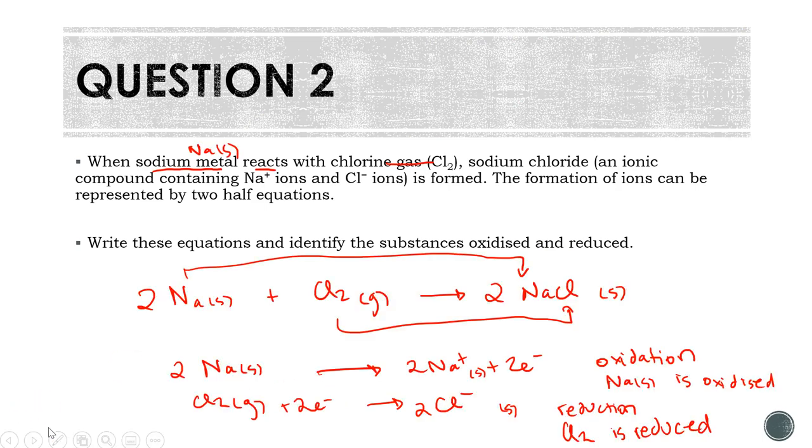Okay, so hopefully you were able to do question 2 for the formation of sodium chloride. And the 2 half equations are presented down here below, where sodium is being oxidized, going from sodium metal to sodium ions, and chlorine gas is being reduced, forming 2 chloride ions.